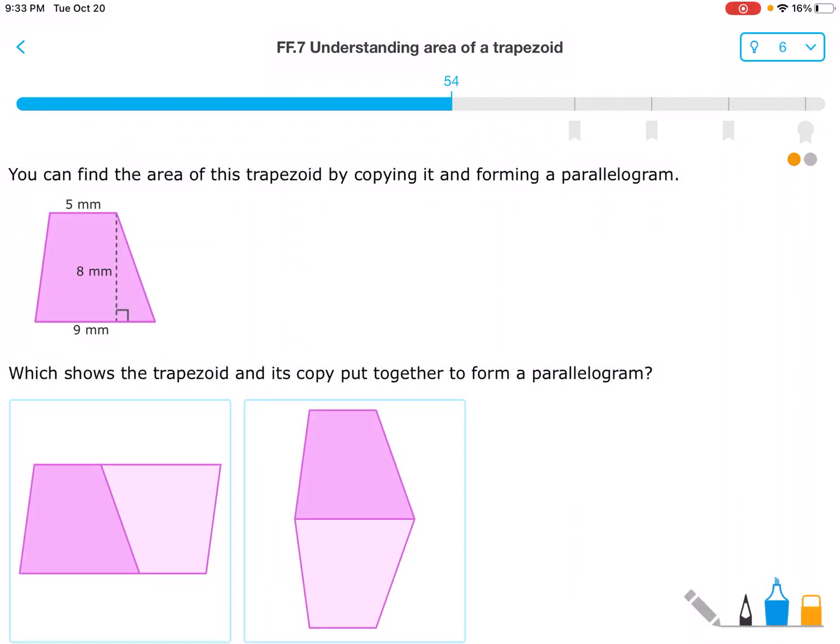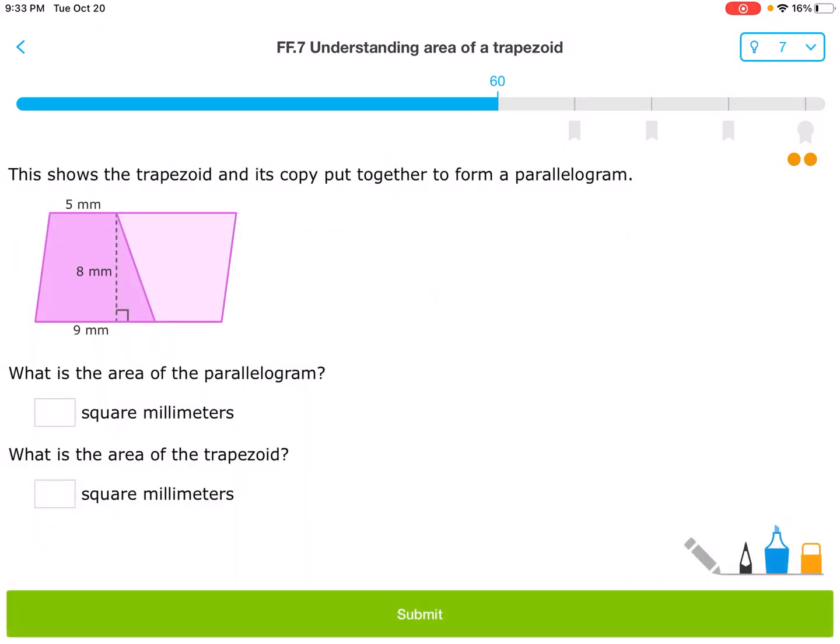So you can find the area of this trapezoid by copying it, forming a parallelogram. So again, looking at your two choices, knowing what you know about parallelograms, that's going to be option 1. It's a 4-sided figure, opposite sides are parallel.